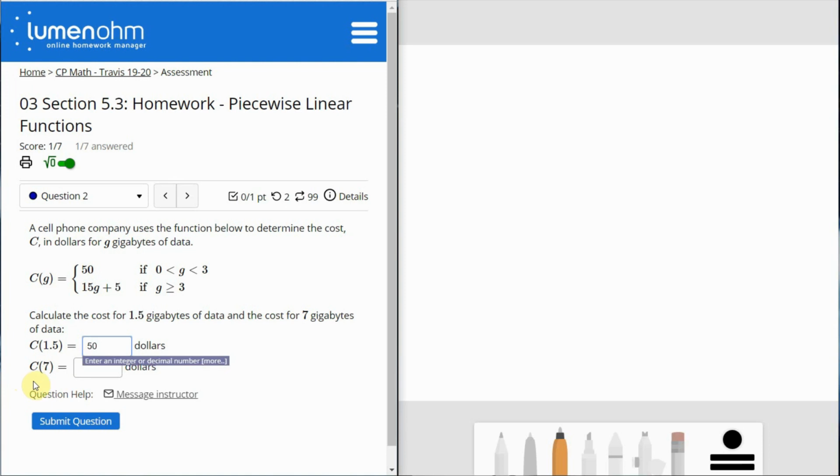To find C of 7, I'll use the G value of 7. Since 7 is greater than 3, I'll use the bottom expression. I'll plug in 7 for G and get 15 times 7 plus 5, which will simplify to 105 plus 5, which equals 110.